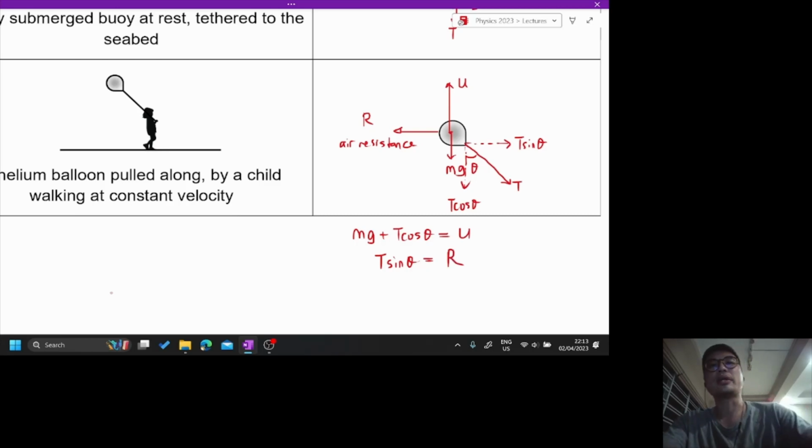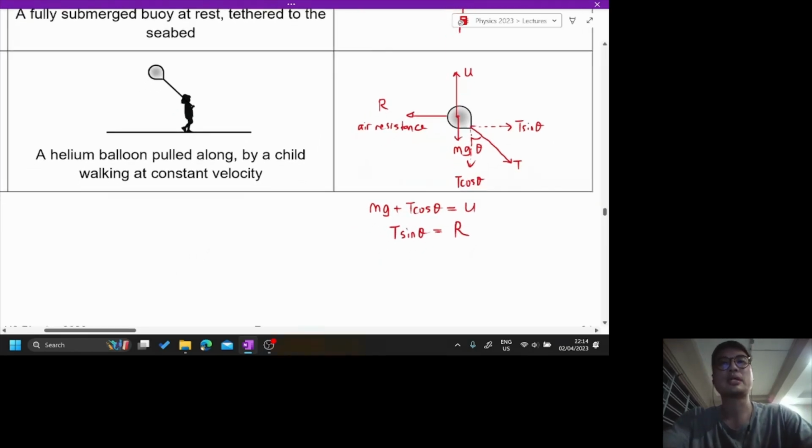So these are the two examples, the two equations, that will help you to decide how many forces are acting on the balloon. I hope you are able to do this question too. If not, please replay the example. It's important for you to be able to do this on your own.